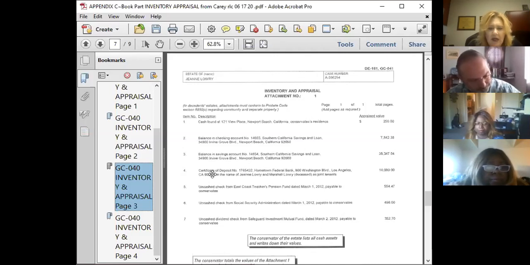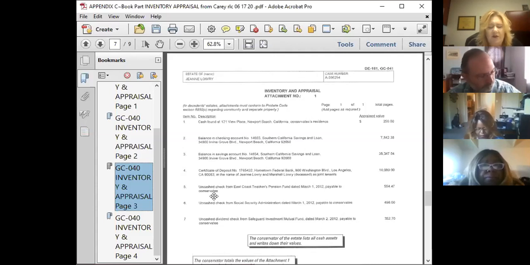Okay, so the next one is a savings account. Again, it would follow the same manner. It's the day of appointment. If they don't have a savings account, of course, you would not list that there. The next example is a certificate of deposit. Again, you're gonna find out if they have one. A lot of people don't. So again, you wouldn't use this as an example.